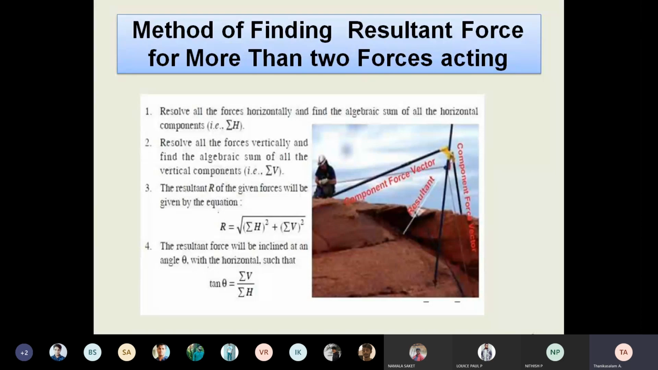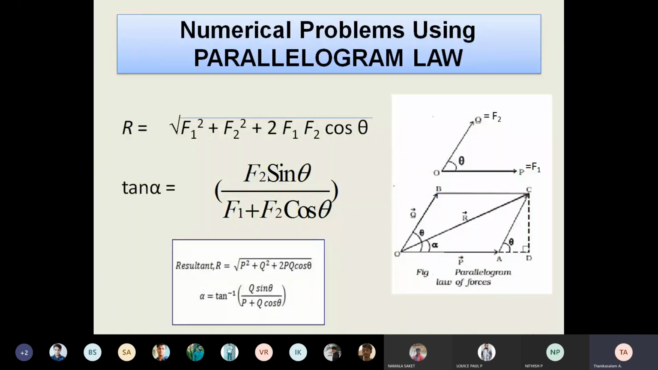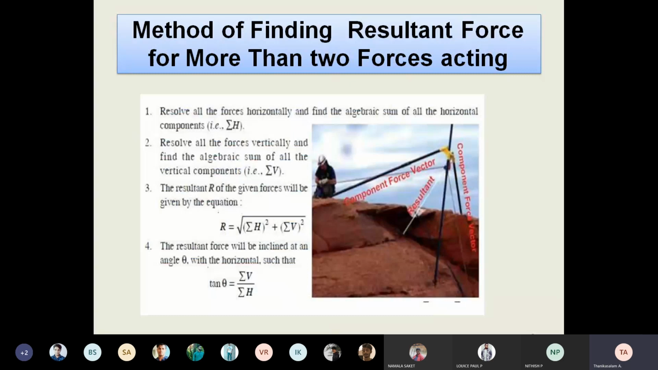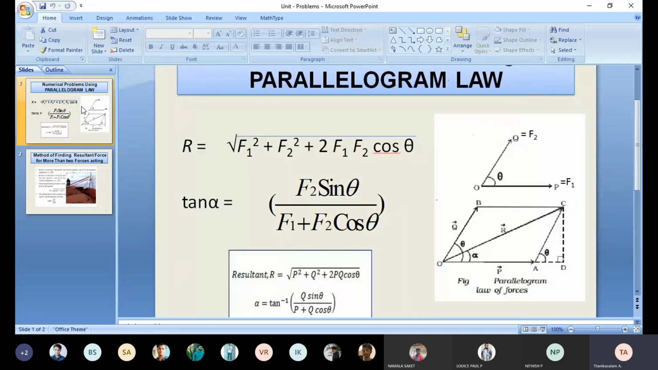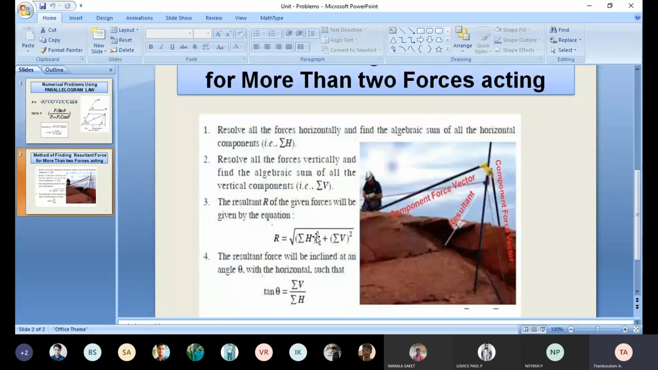So if more than two forces are acting, you have to use these two formulas: R equals square root of summation of H squared plus summation of V squared, and tan theta equals summation of V divided by summation of H, where theta is the resultant direction. Here only two forces are acting. Nitish, are you there? Yes, sir. Did you get the point? Only two forces, parallelogram. More than two forces, this formula. Today we are going to solve the problems.